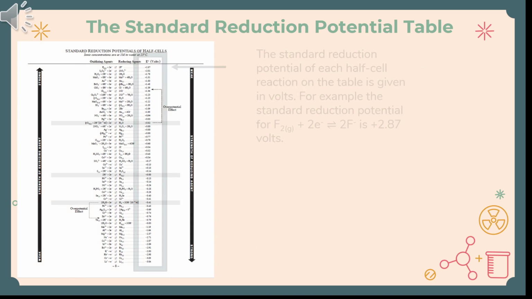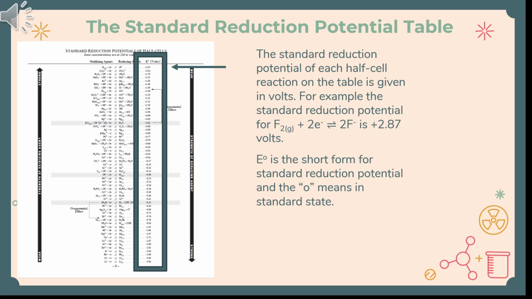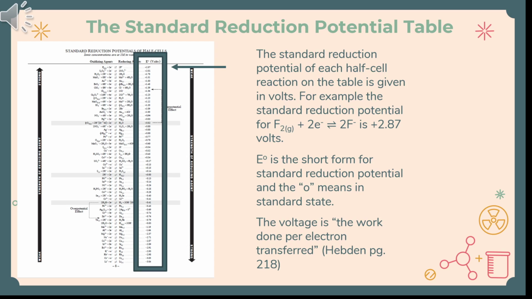The standard reduction potential of each half cell reaction on the table is given in volts. For example, the standard reduction potential of F2 gas is positive 2.87 volts. The capital E followed by the small o is a short form or abbreviation for standard reduction potential, and the small o means in standard state. The voltage is the work done per electron transferred.